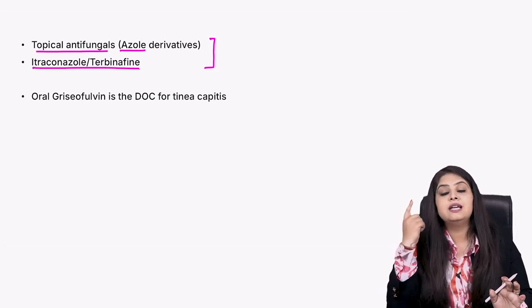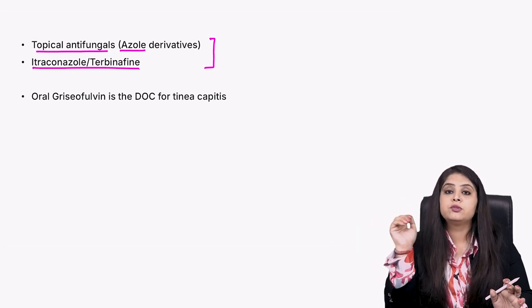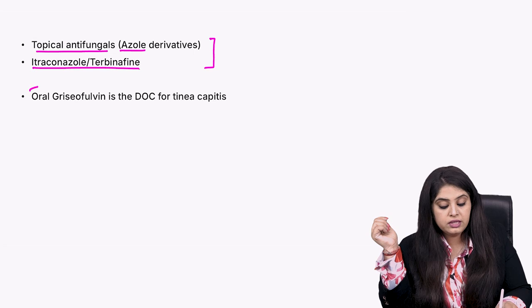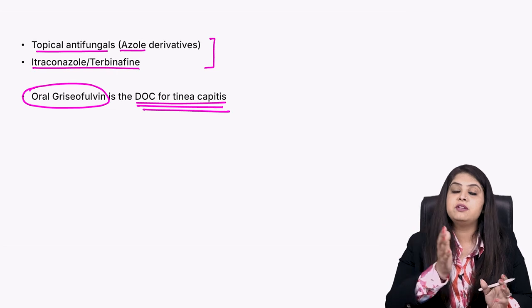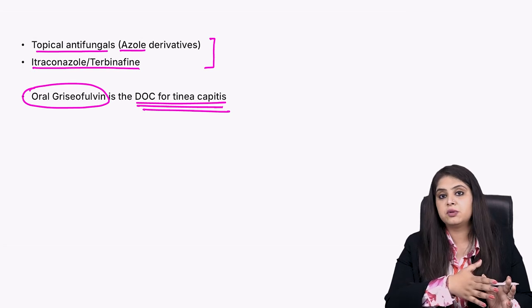But when we talk about tinea capitis, because that was going the most separate, it was going into the hair also, it was going into the flakes also. So oral griseofulvin is the drug of choice for tinea capitis, whereas for everyone else, it is usually the azoles as topical and azoles as drug systemic also.